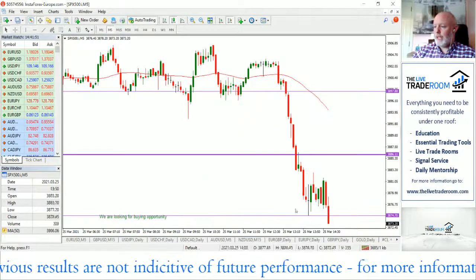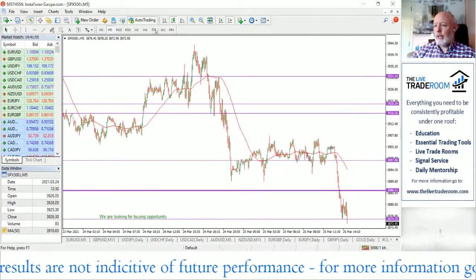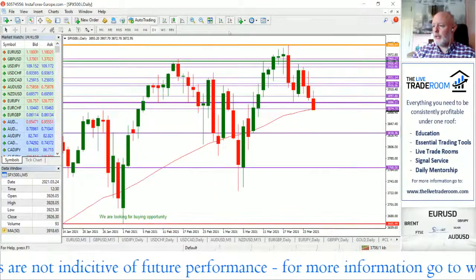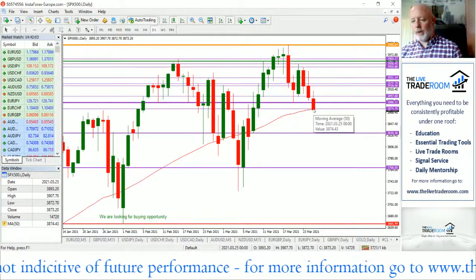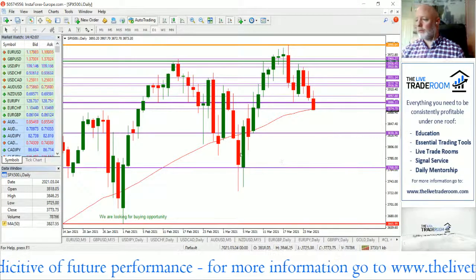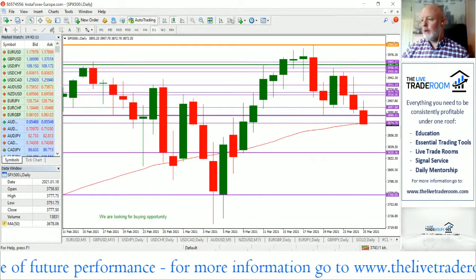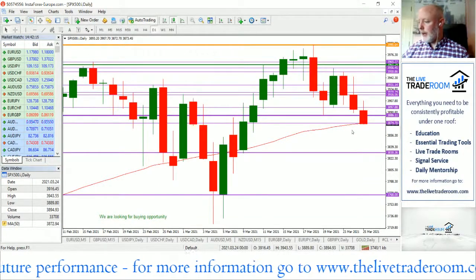So when we see moves like this, we are really talking about just wanting to see where the 50 period moving average is. So we're at that level, or we're just below it. So there is a decent sell trade here for us.